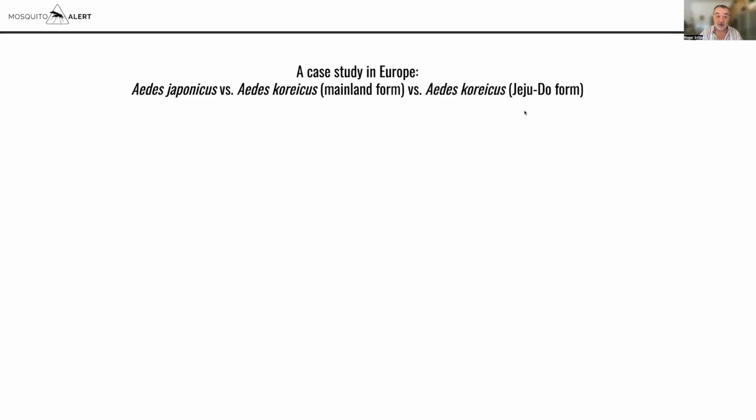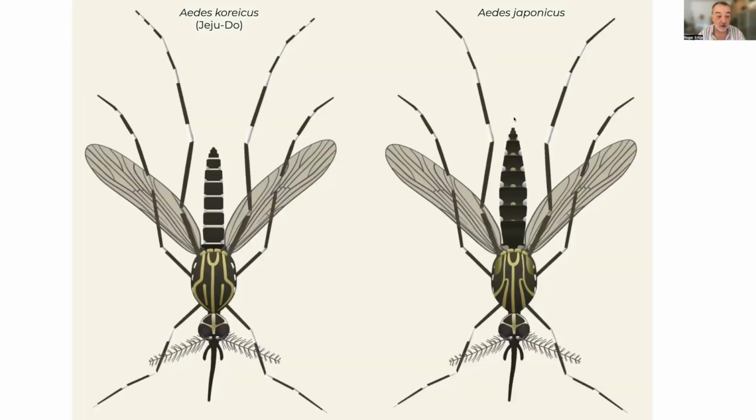Let me pinpoint that in the system, we are only trying to separate japonicus versus koreicus. We are not dealing with the subspecies of koreicus, that's too much. We are only interested in japonicus versus koreicus. These are illustrations from our system.